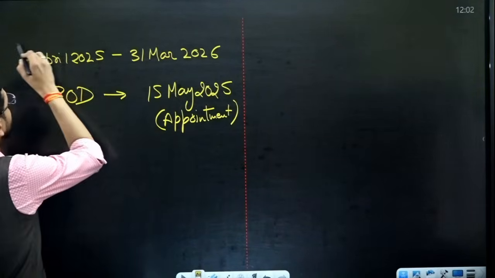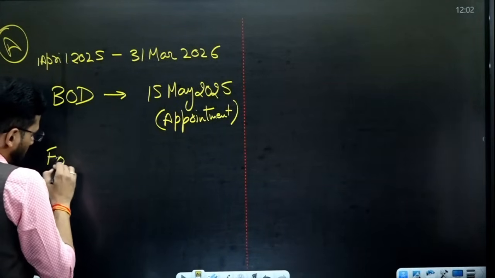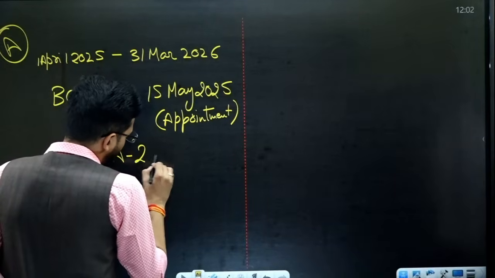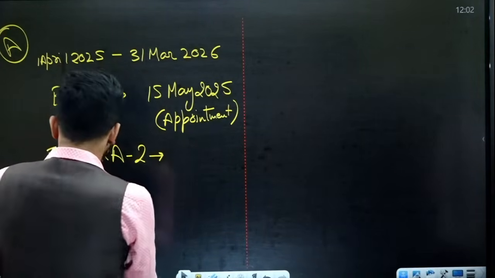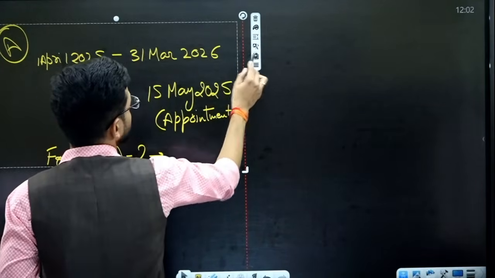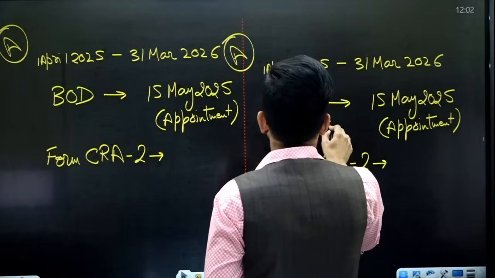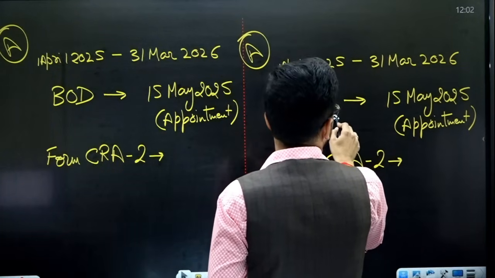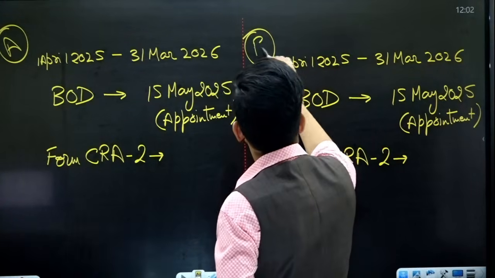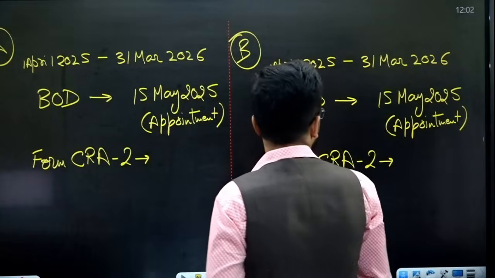Now, this is situation A. You need to tell me till when form CRA 2 is to be filed. This is situation number 1. And I have a situation number 2. Within 180 days the appointment should be done of the cost auditor. That is perfect. But what is the timeline for filing CRA 2? That is my question.